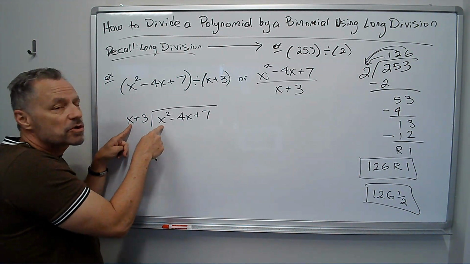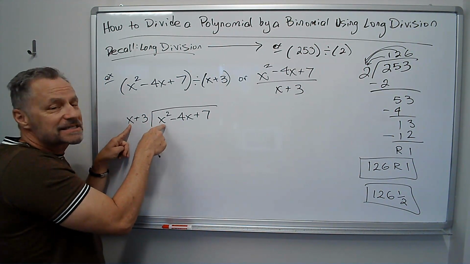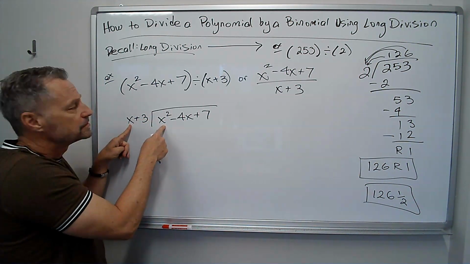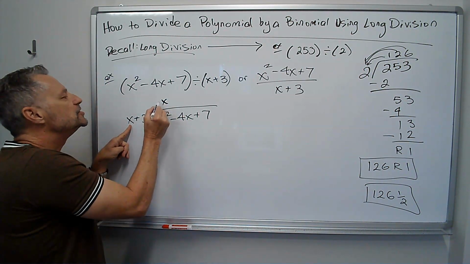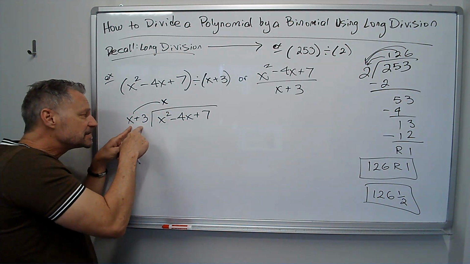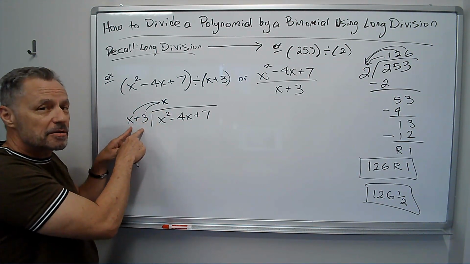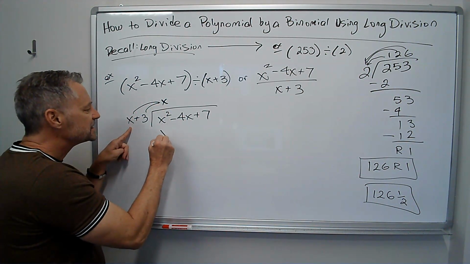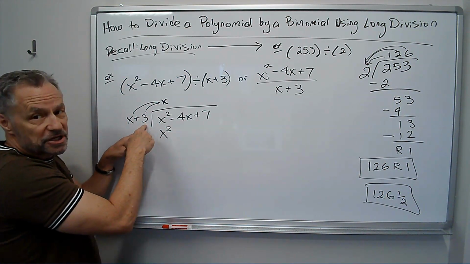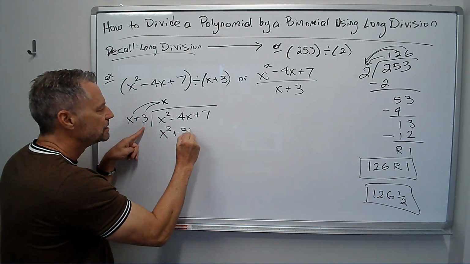How many times does x go into x squared? Or what do I need to multiply by x to get x squared? Oh, that's x. Distribute, not just to the x, because I'm dividing by this whole thing. It has to be distributed to both pieces. x times x is x squared. x times plus 3 is plus 3x.